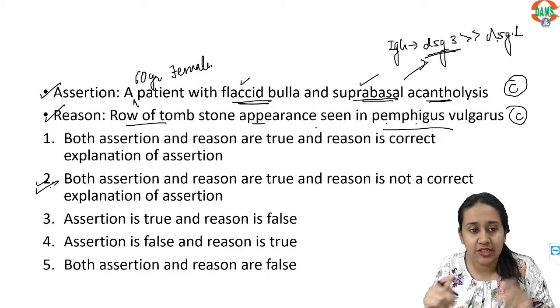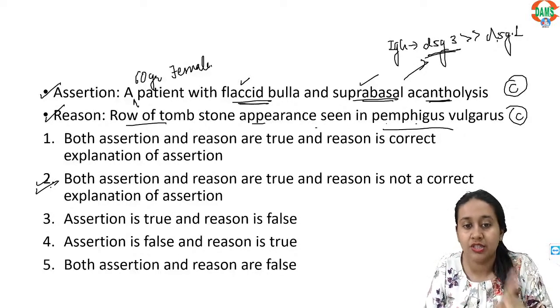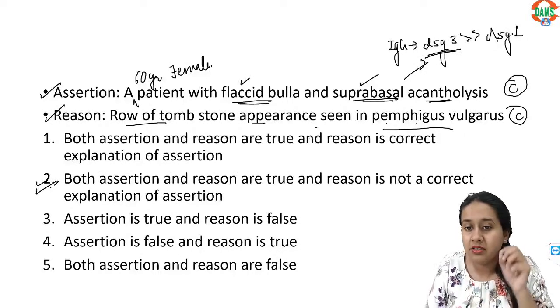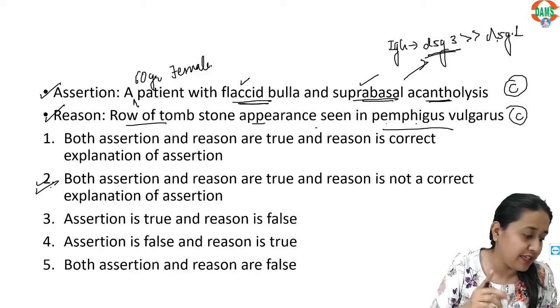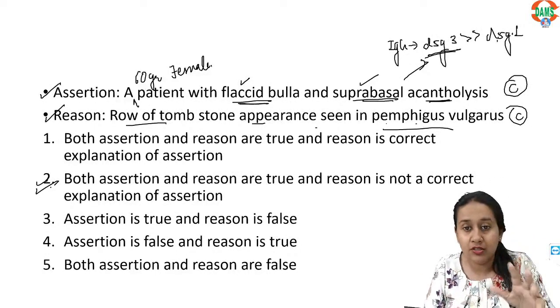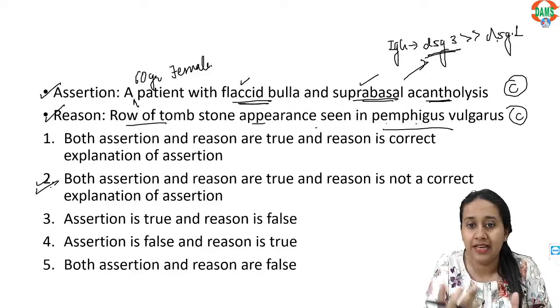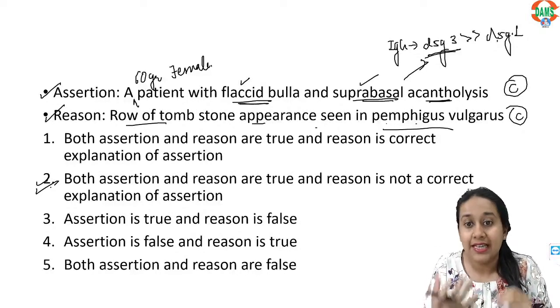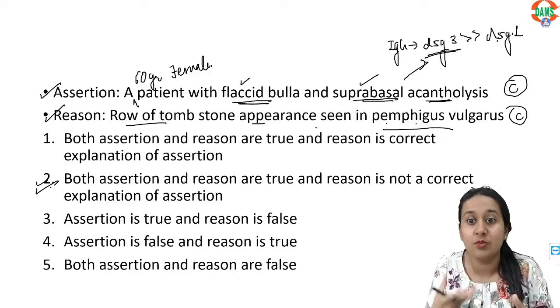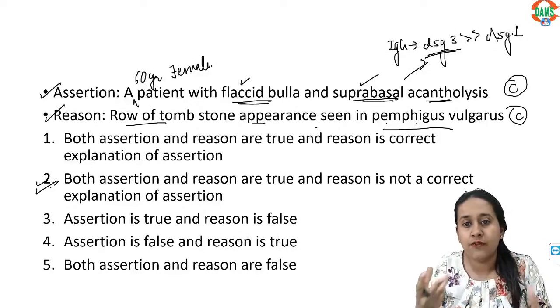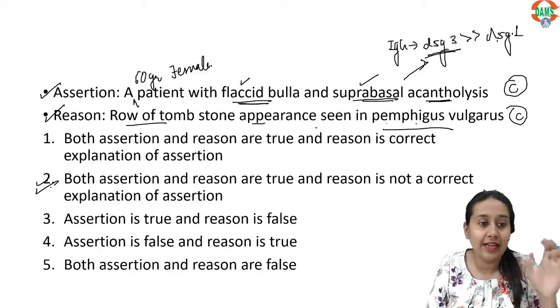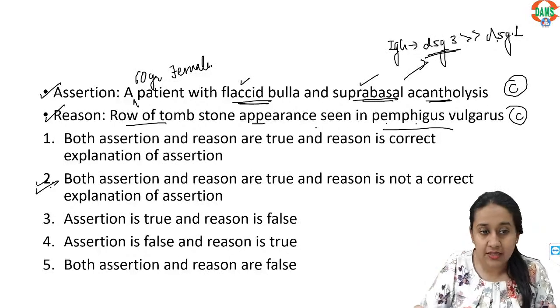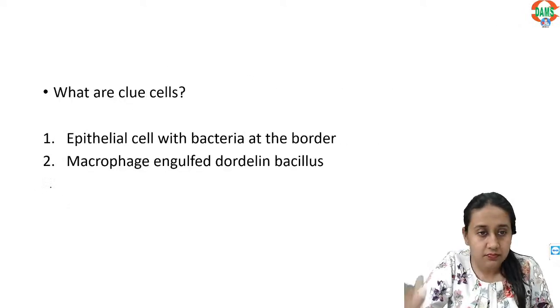So for this question, the answer should be: both assertion and reason are true, but the reason is not the correct explanation of the assertion. Because both are true, the reason for flaccid bulla and suprabasal split is that you have IgG against desmoglein 3, and the reason for row of tombstone appearance is intact hemidesmosome. So the answer here becomes option number 2.